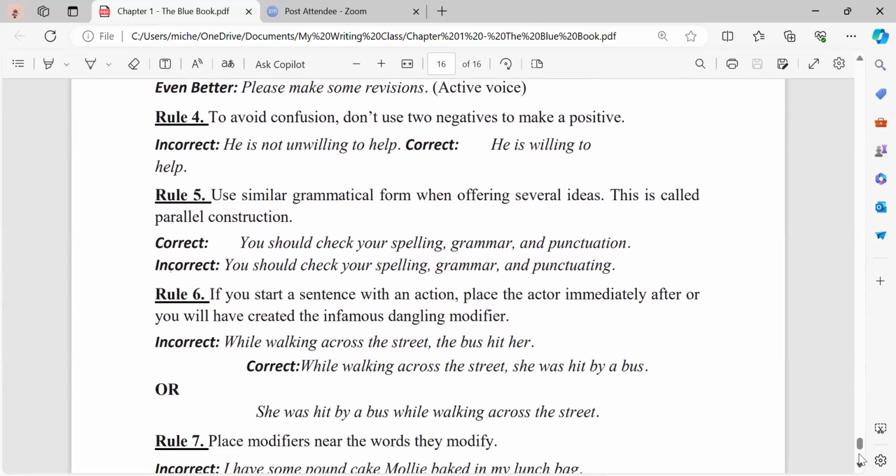And we have rule number five. So we're going really fast. Use similar grammatical form when referring to several ideas. This is called parallel construction. So here are two examples, an incorrect and a correct one.